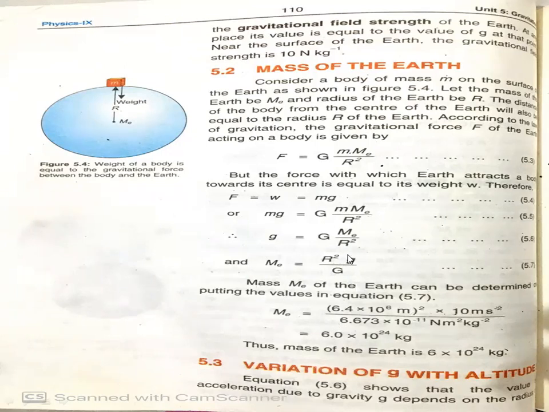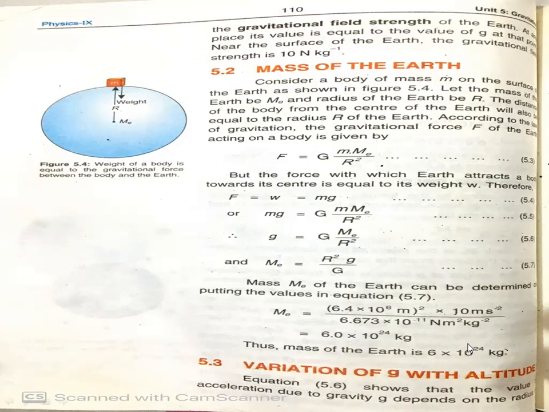How can we determine it? We know the radius of the earth, which you should know by heart: 6.4 × 10^6 meters. The acceleration due to gravity is 10. We also discussed capital G, the universal gravitational constant. Its value is 6.673 × 10^-11. If you solve this with a calculator, you will find that the mass of the earth is 6 × 10^24 kilograms. This is the mass of the earth.